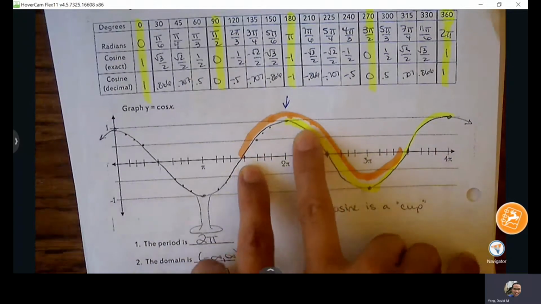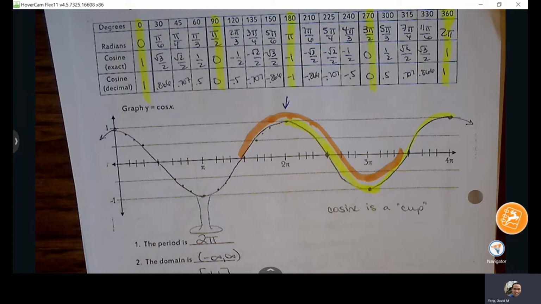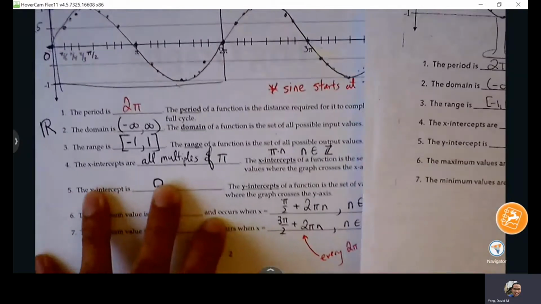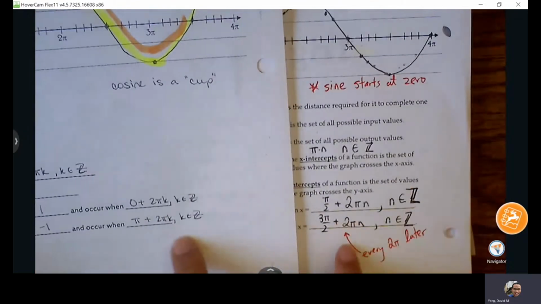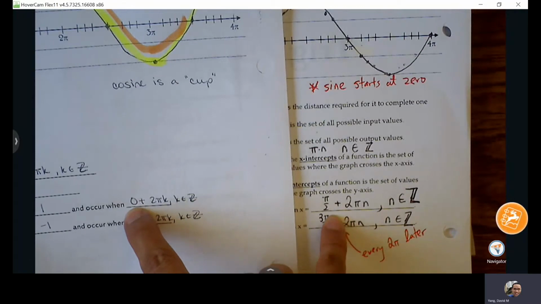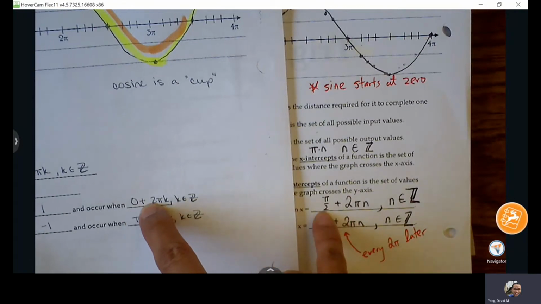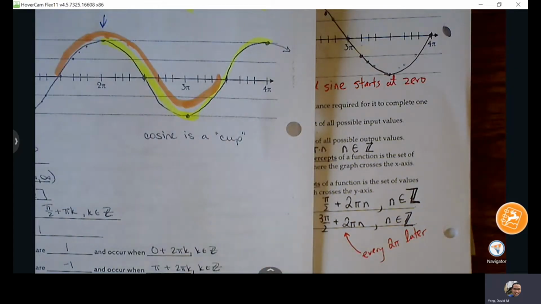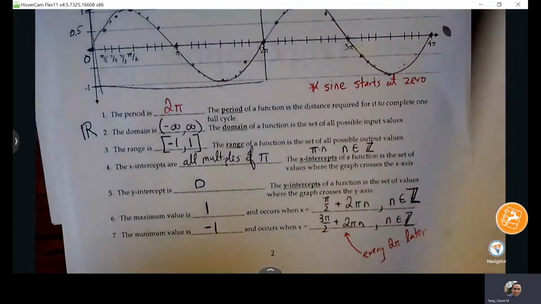So basically what I want to say is that your sine and your cosine are staggered by pi over 2. Okay, and we're going to see that relationship where sometimes we can create a sine graph by just taking a cosine graph and shifting it, okay? Or vice versa, I can create a cosine graph by taking a sine graph and shifting it as well. You can also see by comparing your max values, 0 plus 2 pi k versus pi over 2 plus 2 pi k. And then even the max and min values are also off by pi over 2.